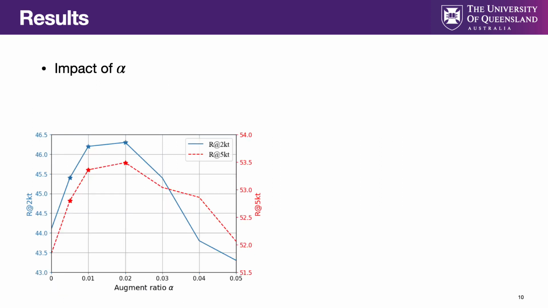For the results, we first investigate the impact of hyperparameter alpha. Recall that this parameter is used to control how much you want to augment the original passage towards the generated query. 0 means no augmentation at all. As we can see, augmenting with the generated query is helpful, and the best value of alpha is somewhere between 0.001 and 0.002. However, values larger than 0.05 might hurt the effectiveness.